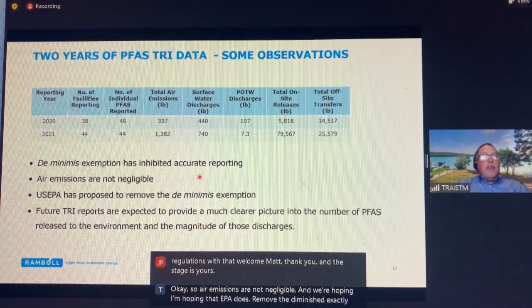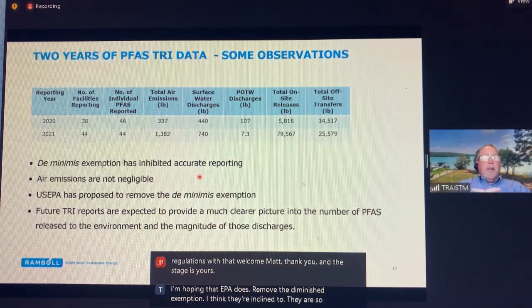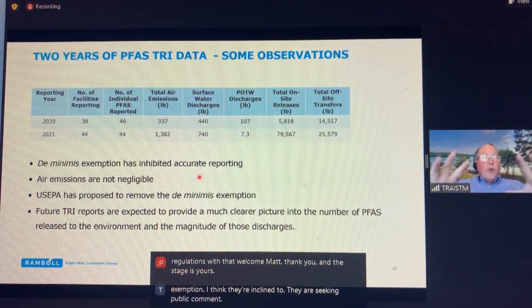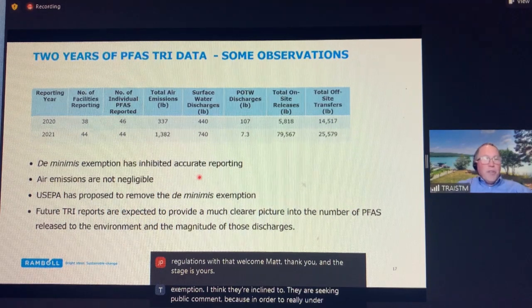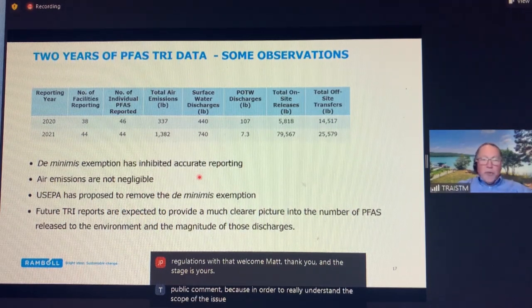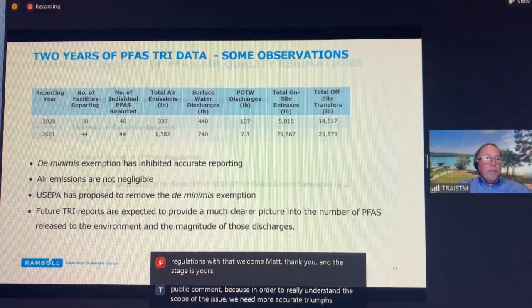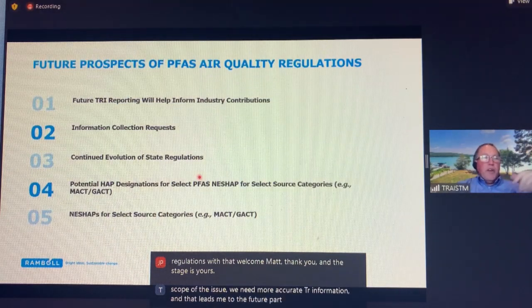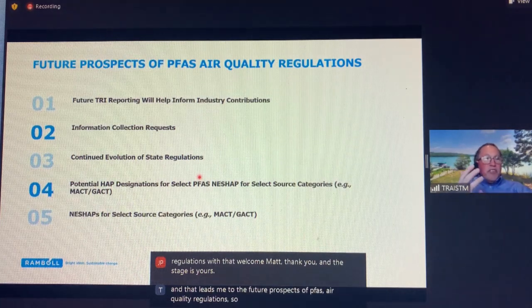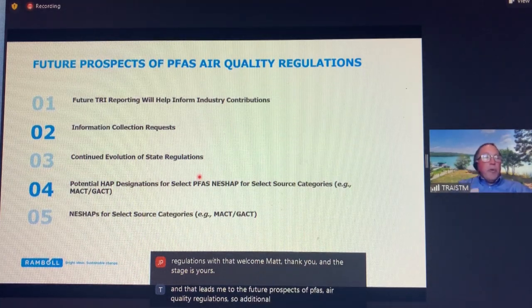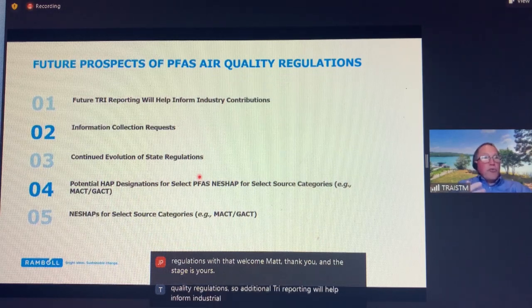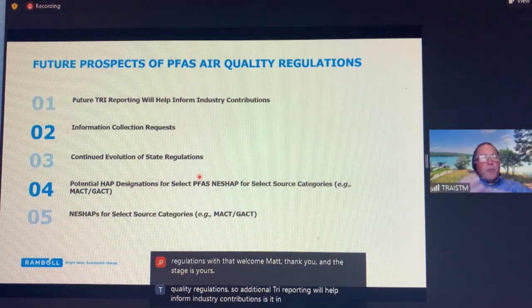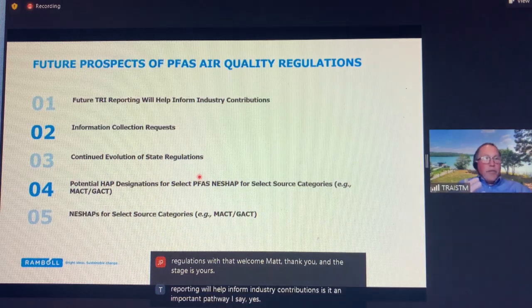I think they're inclined to. They are seeking public comment because in order to really understand the scope of the issue, we need more accurate TRI information. And that leads me to the future prospects of PFAS air quality regulations. So additional TRI reporting will help inform industry contributions. Is it an important pathway? I say yes for a variety of reasons.